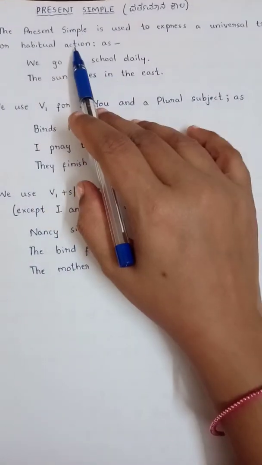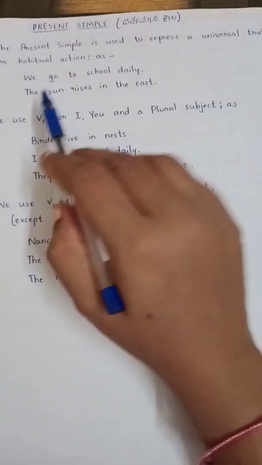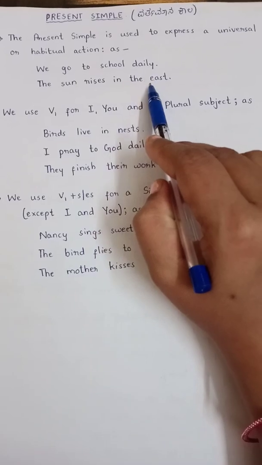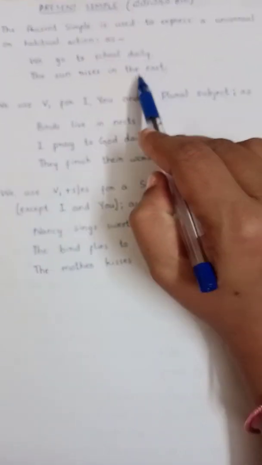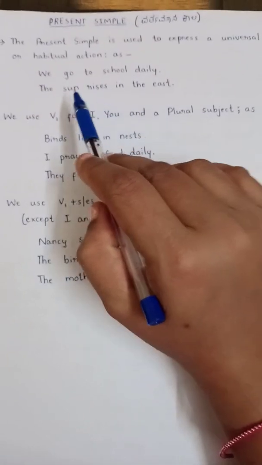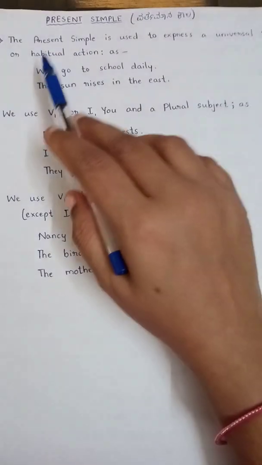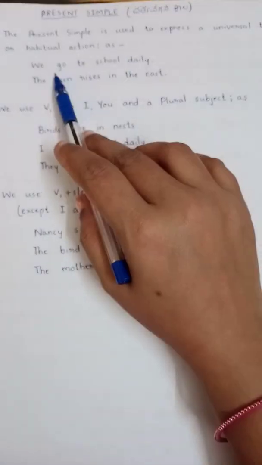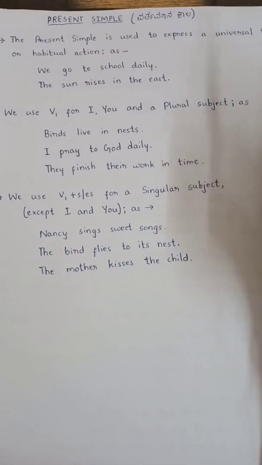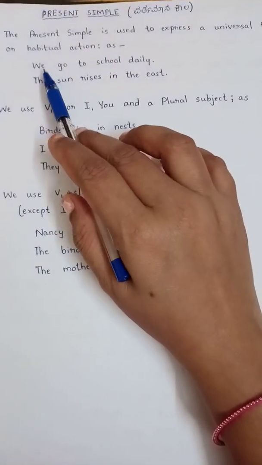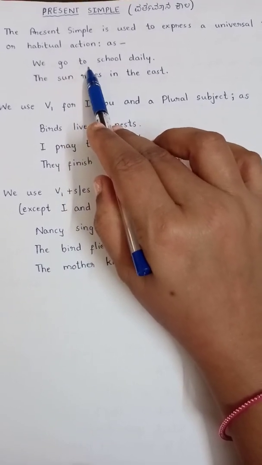So the present simple is used to express universal truth. See, the sun rises in the east. This cannot be changed. We cannot say that the sun rises in the west. Yes or no, children? So the sun rises in the east. It is a universal truth or habitual action. We go to school daily. So daily we will go to school. Yes or no, children? So these are the sentences in present simple.